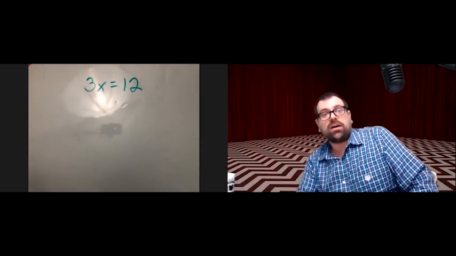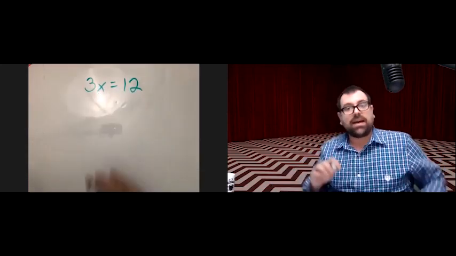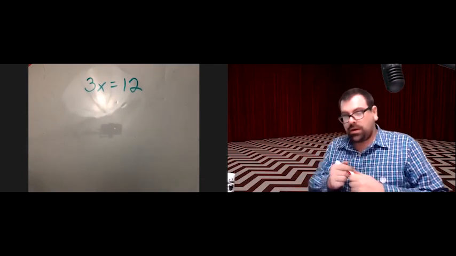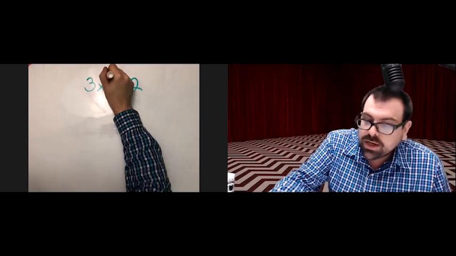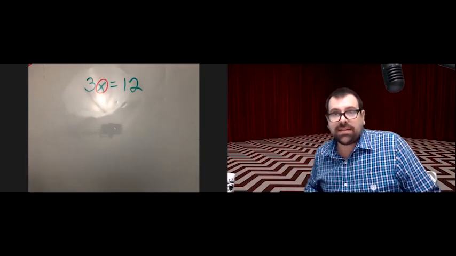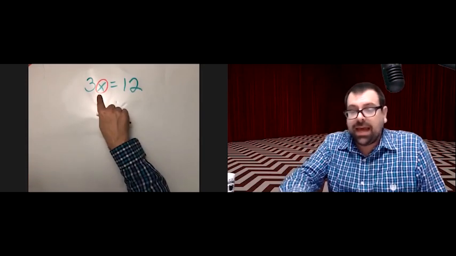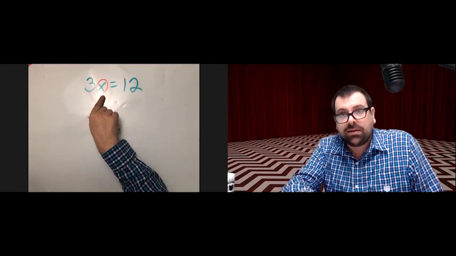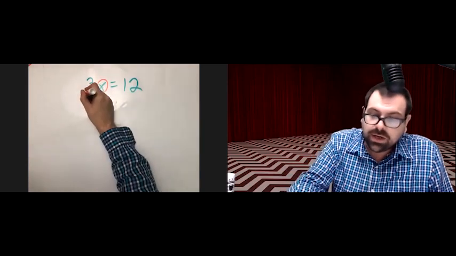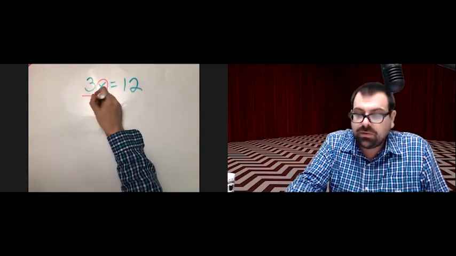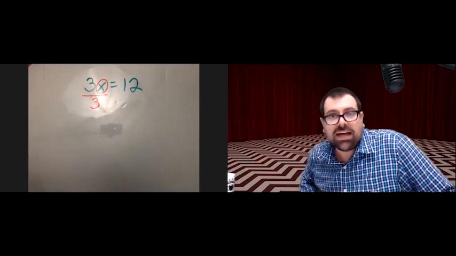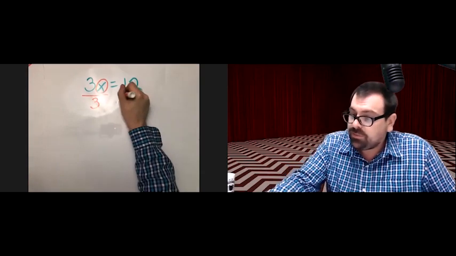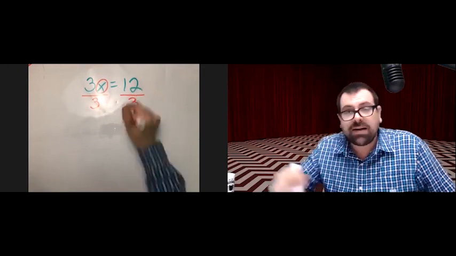Three x equals 12. 3 times x equals 12. We want to get the x by itself. The x is currently being multiplied by 3. We undo multiplying with dividing. So divide the left by 3. Whatever we do to the left, we have to do to the right. So divide the right by 3.